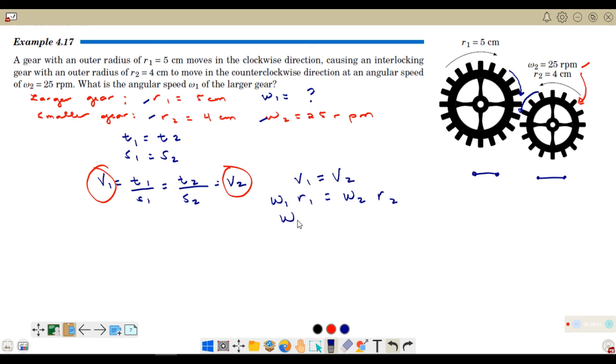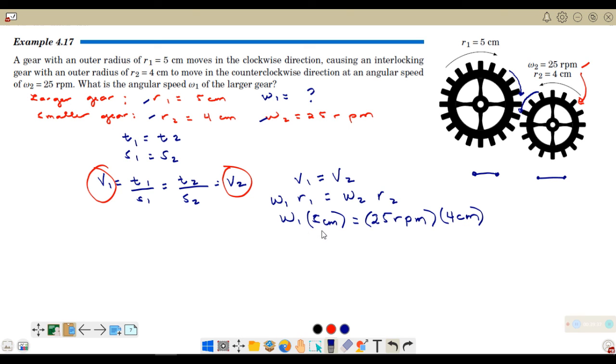We have omega sub 1 times the radius of the bigger gear, which is 5 centimeters. Ayan, which is also equal to, we have angular speed of the smaller gear, 25 RPM. So we have 25 RPM times radius sub 2. Radius sub 2 is 4 cm. Okay. How can we find the angular speed of the larger gear?